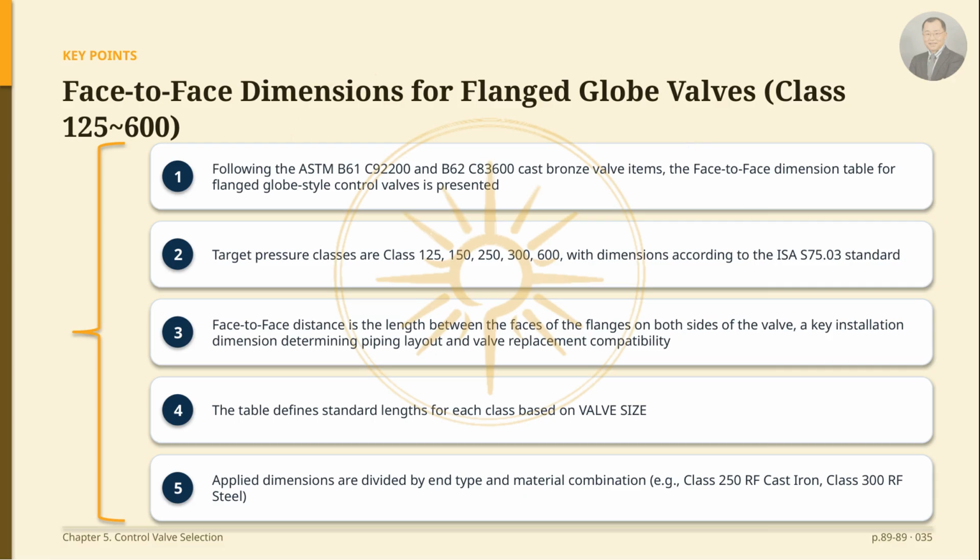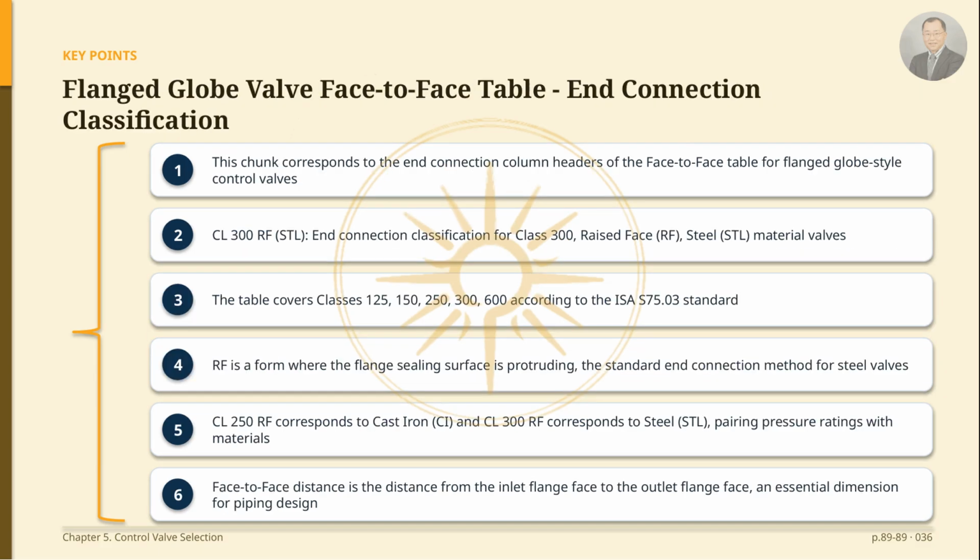For example, whether it is Class 250 raised face cast iron or Class 300 raised face steel. Therefore, when selecting a valve, you must check not only the size but also the class and end material to apply the correct face-to-face distance. Now, I will introduce the end connection classification items in the face-to-face dimension table for flanged globe-style control valves.